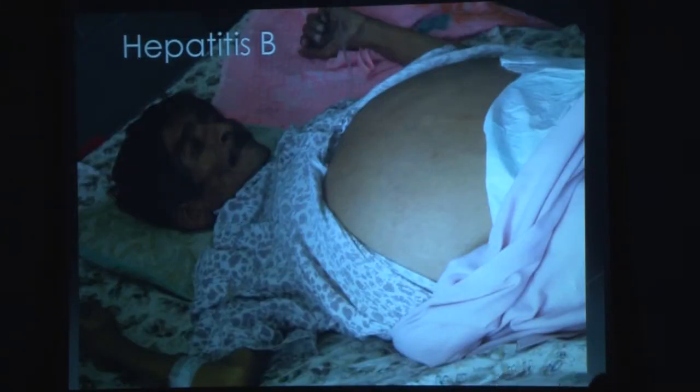This is a man who was both alcoholic and had hepatitis B. This is his liver. He weighed 74 pounds. He died.